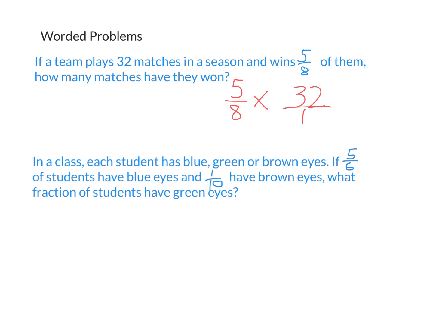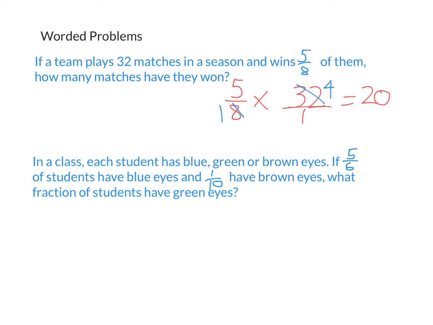32 and 8 have a common factor. 8 divided by 8 is 1, 32 divided by 8 is 4, so I'm just left with 5 times 4 is 20. On the bottom is 1 times 1, but I don't really need to write that. So if my team wins 5/8 of their 32 matches, they will have won 20 matches. 20 is 5/8 of 32.